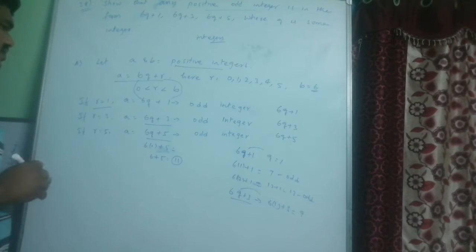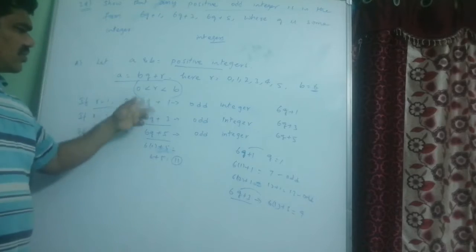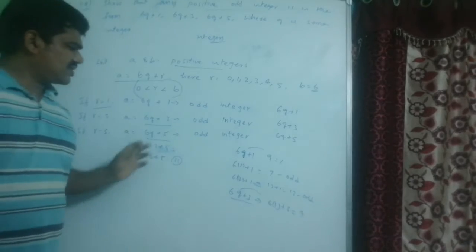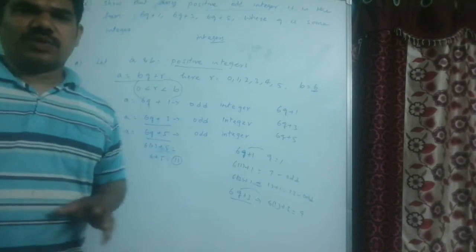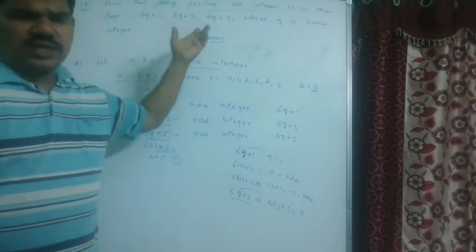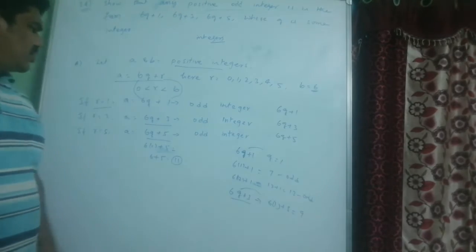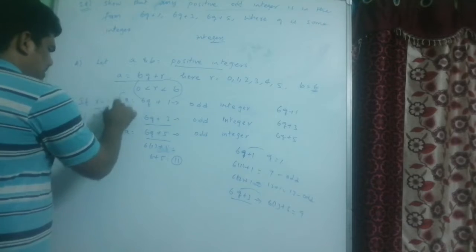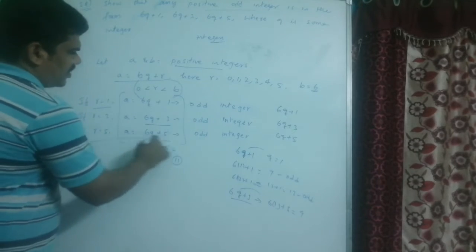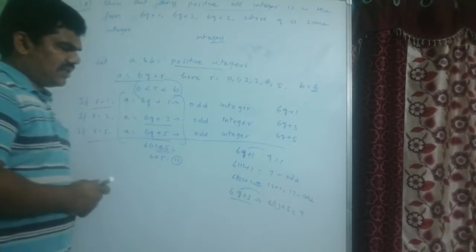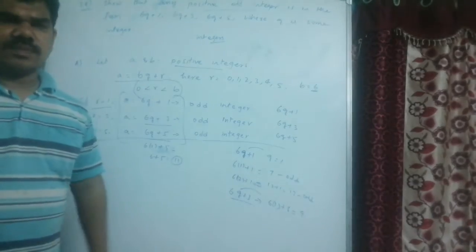Okay. So by this form, A equal to 6q plus 1 or 6q plus 3 or 6q plus 5 is an odd integer. The question is asked like this only, so we can prove it. You have to write this method entirely in the exam. And in the exam, if they ask about D, you have to do some more things. Okay. Thank you.